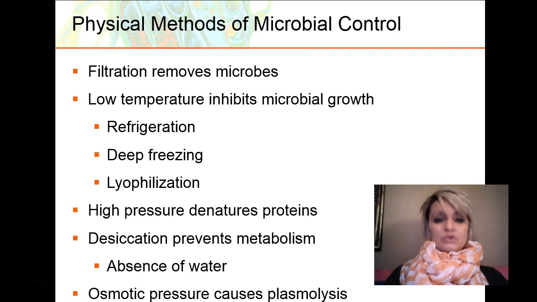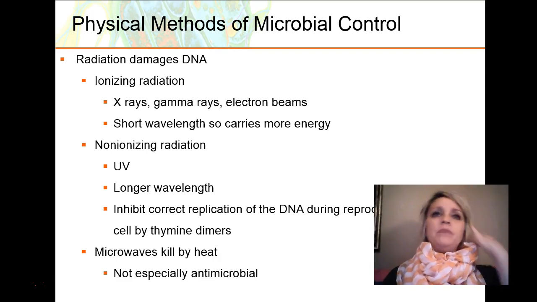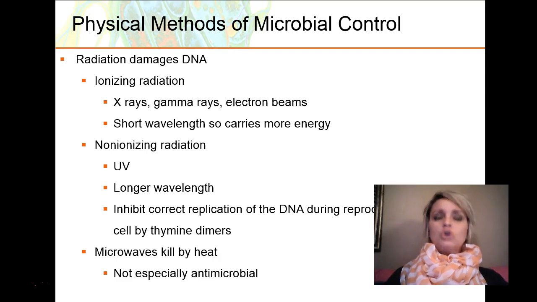We know that we can filter out microbes. We talked about filtration. We know that we can add a lot of pressure. We know that we can change their water content. We know that we can put them in an environment that's either hypotonic or hypertonic that can help control these microbial growths. We know that high amounts of X-rays or gamma rays do actually control microbial growth by basically damaging the DNA.